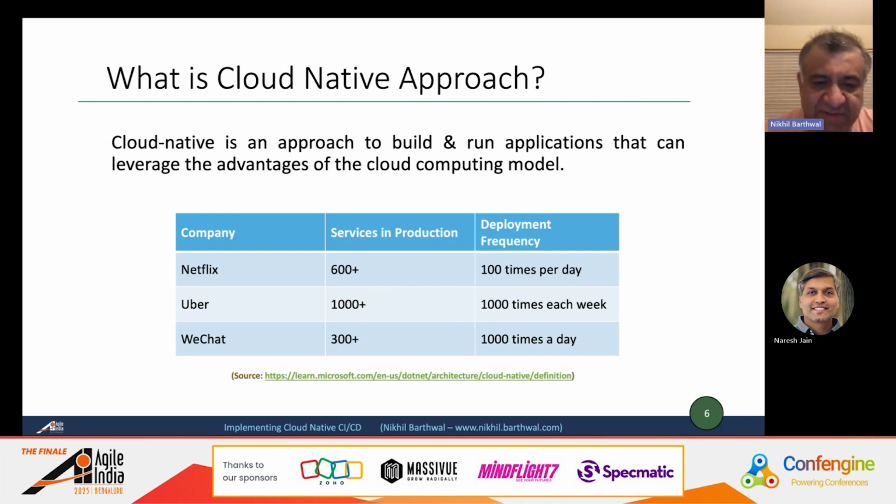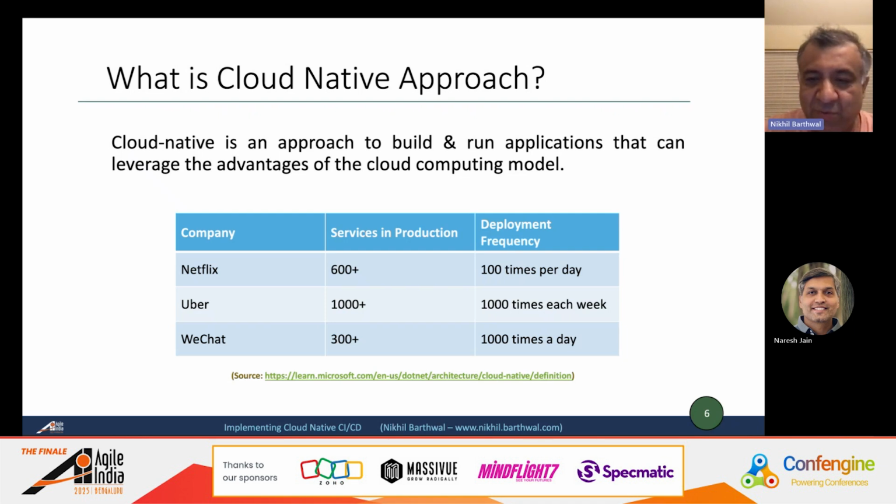So here are the numbers that I've taken from this website. The numbers keep changing, so these might be old, but they basically indicate the scale at which we operate here. Okay, so we are talking about Netflix that has 600 plus services. Deployment is 100 times per week.